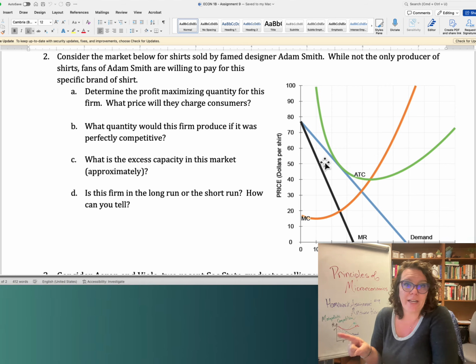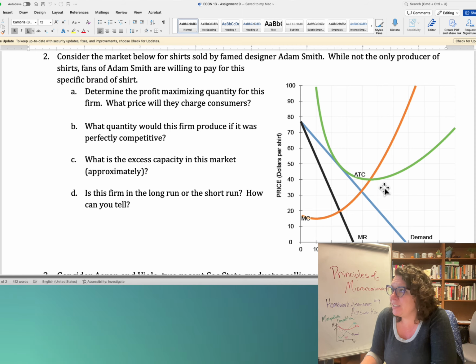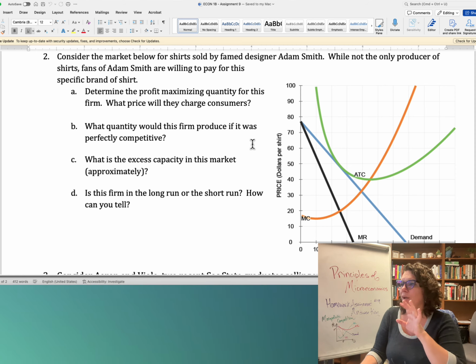Does that make sense? So in the long run, firms are going to enter and shift this demand curve down until the point where the firm earns zero economic profit. So far, so good? Okay.